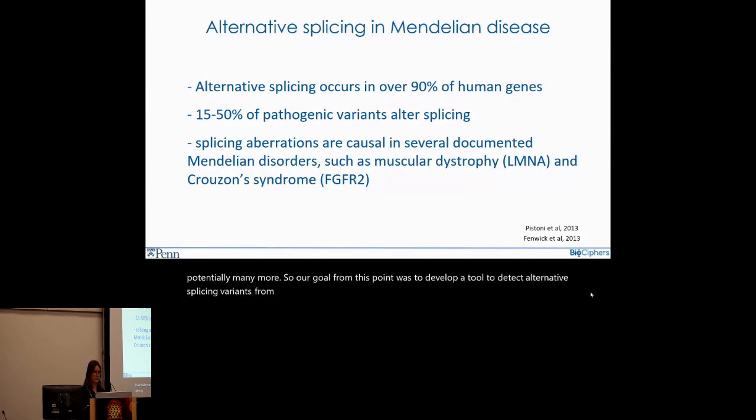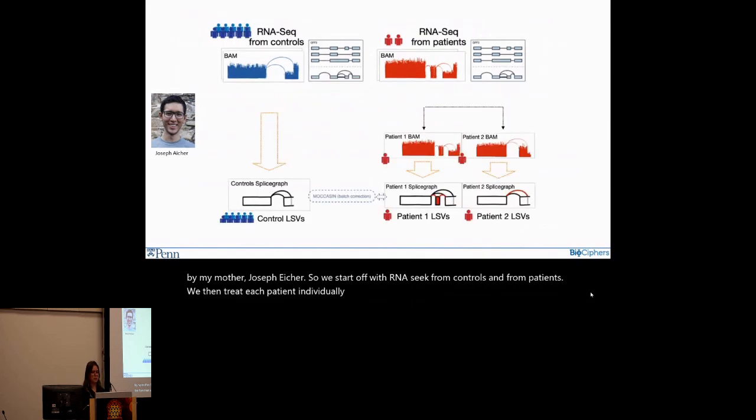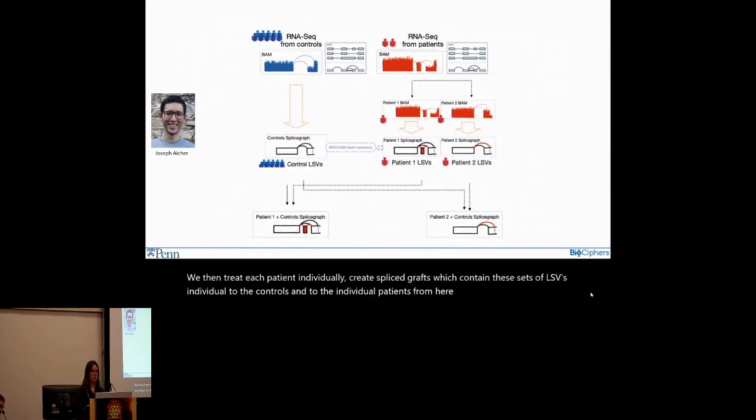So our goal from this point was to develop a tool to detect alternative splicing variants from patient RNA-seq. So here I'm going to quickly go over an overview of the architecture of MAJIQ-CLIN developed by my author, Joseph Eicher. So we start off with RNA-seq from controls and from patients. We then treat each patient individually, create splice graphs, which contain these sets of LSVs individual to the controls and to the individual patients. From here, we combine the two, which allows us to quantify variants across both, as well as detect variants unique to the patient.